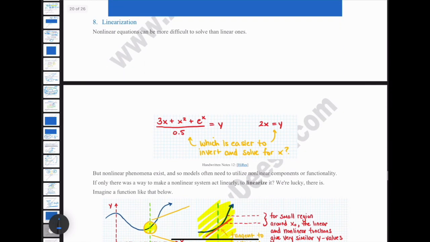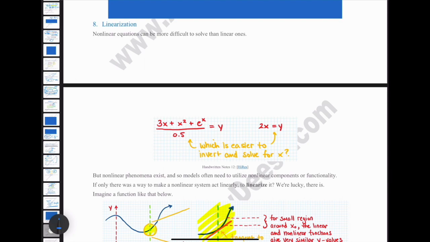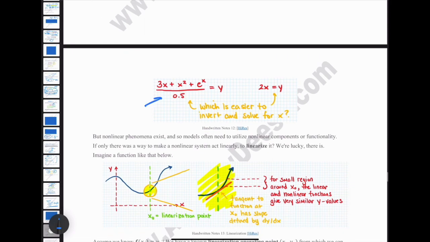All right. Next, linearization. Linearization is another important topic for you as an engineer to comprehend. We have seen before that nonlinear equations can be more difficult to solve than linear ones. We generally are not able to generate a closed form explicit solution from a nonlinear equation, and so that's problematic. If you look here, you have a nonlinear equation and a linear equation, and it's kind of a no-brainer which one is going to be easier to solve.